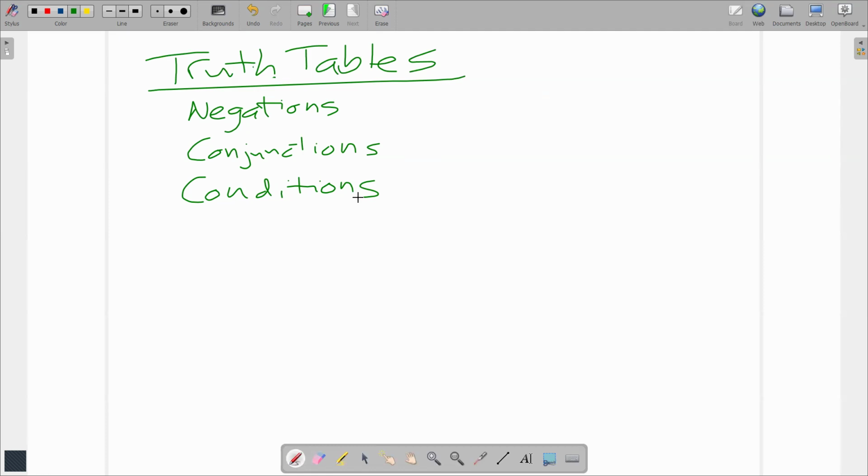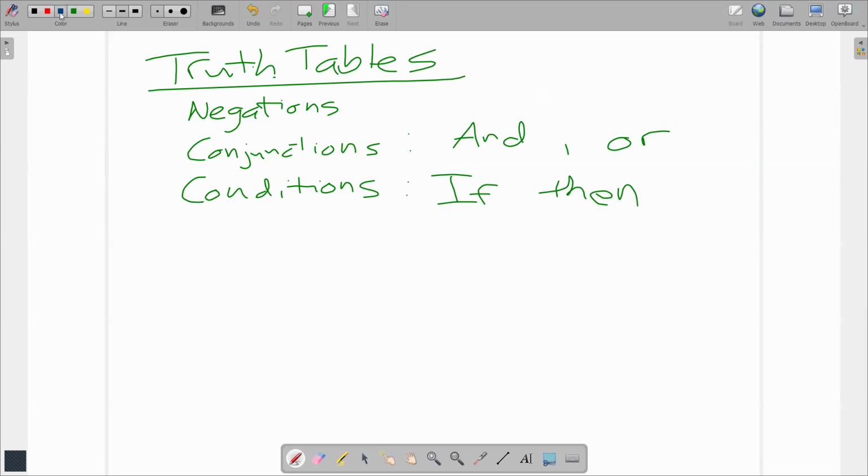So a conjunction is a way we connect things. And common ways we connect things are and, or, are the most common ways to do it. And those are the ones we're gonna look at. So one conjunction is an and, and the other one is an or. And then conditions are if, then, is the condition that we're going to look at. And so we need to figure out how these work together, separately, negations. So we're going to mix them all up and define truth tables for that.